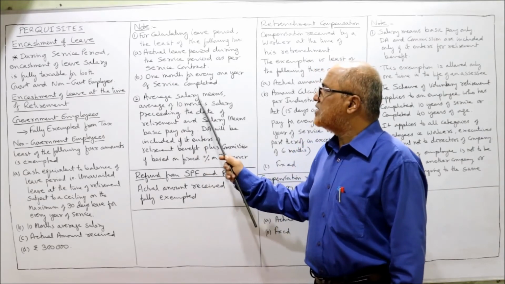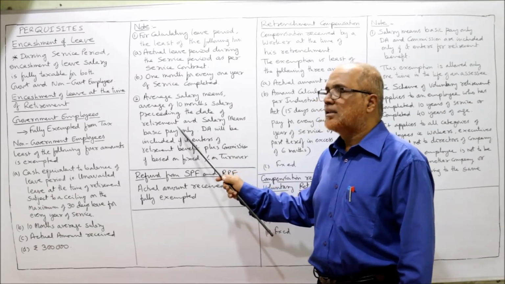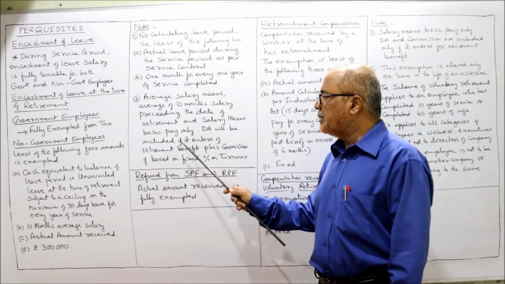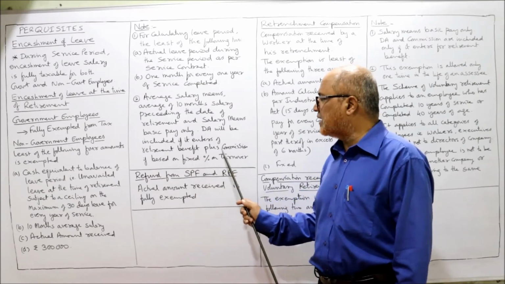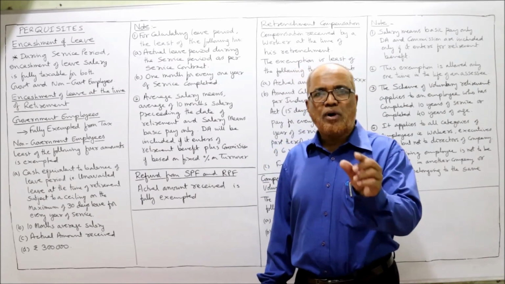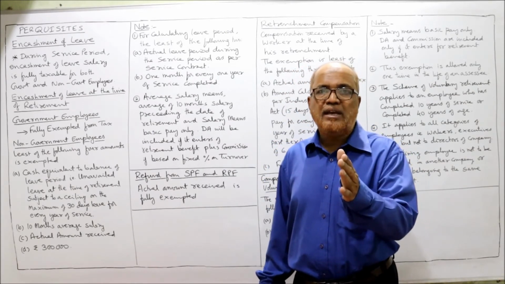Then second one, average salary means average of 10 months salary immediately preceding the date of retirement. And salary means basic pay only. DA will be included if it enters for retirement benefit, and commission if it is based on a fixed percentage on turnover. So this point you have to remember for calculating the salary. Thus average salary we require.